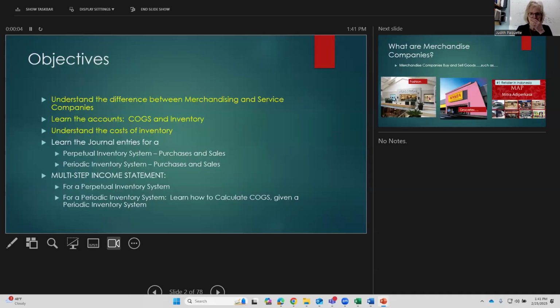All right. So we have a lot of companies that are merchandise companies, and that introduces two new accounts this chapter. Cost of goods sold, which is a special expense account. So it goes under the expense category. We've got assets, liabilities, stockholders' equity, revenue, and expenses. Cost of goods sold is an expense, and it shows up on the income statement.